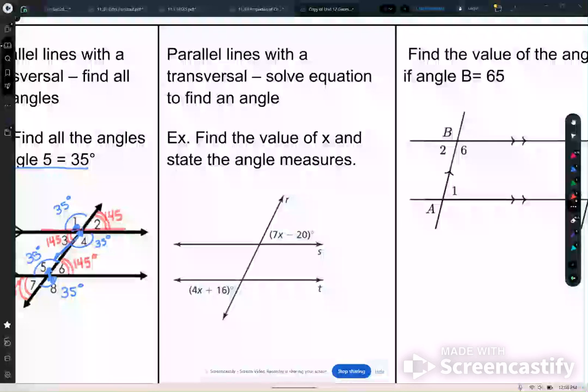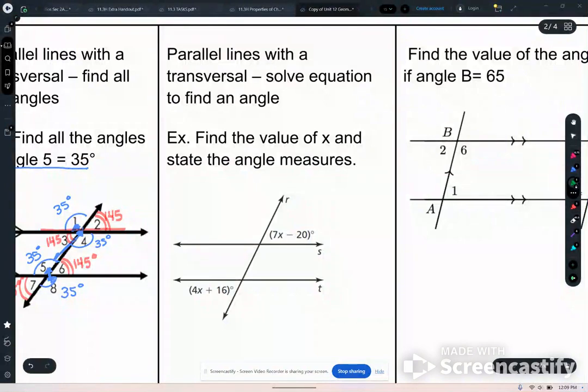Right, so our intermediate level is using parallel line relationships to find a missing angle, but we're going to solve an equation for x. And so we want to know the relationship between where our values are. So as we think about this angle, 7x minus 20, it's equal to this angle, which is also equal to the alternate interior, which is equal to the vertical.